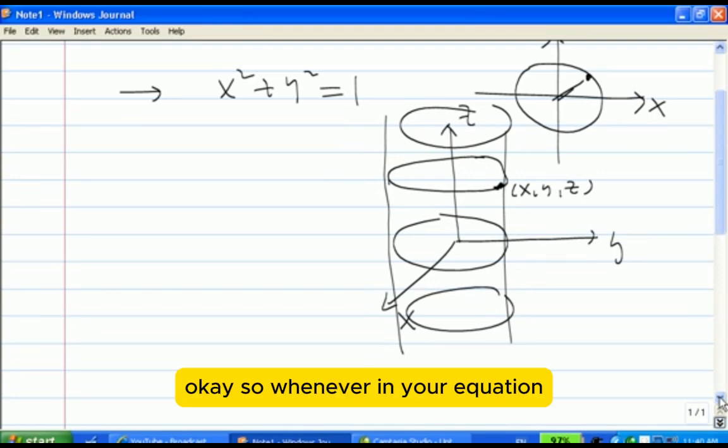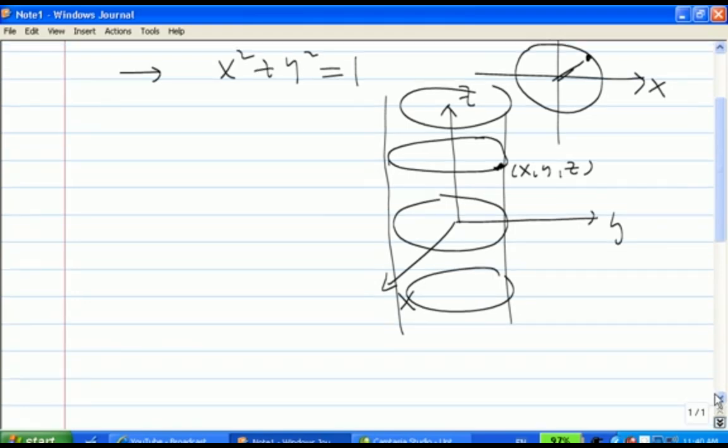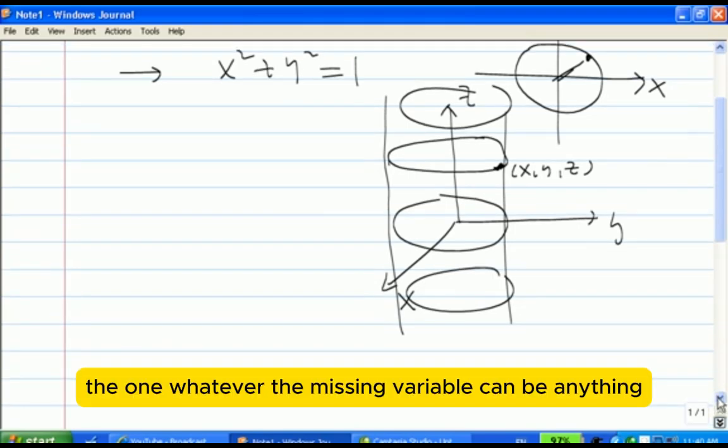So whenever in your equation one variable is missing, then you get a cylinder, because in that direction the missing variable can be anything.